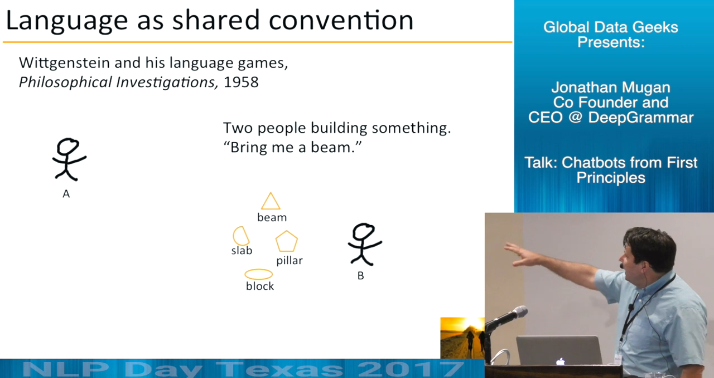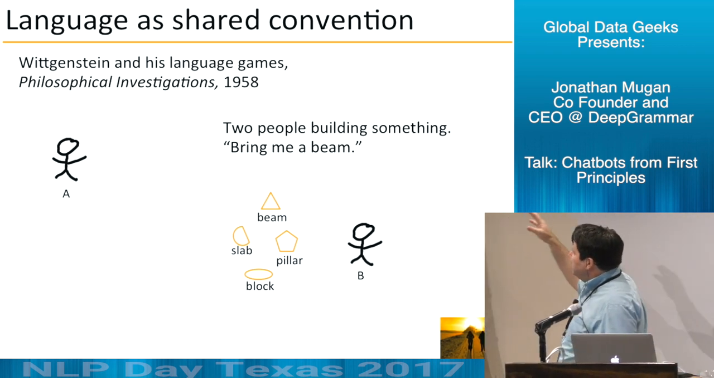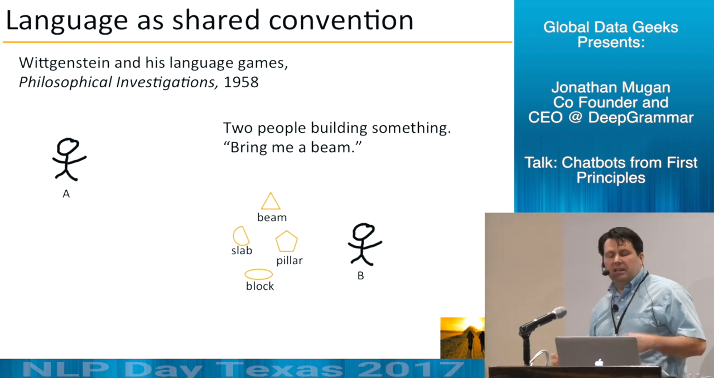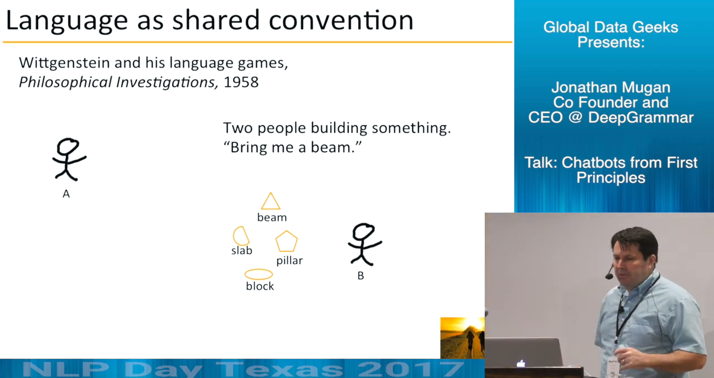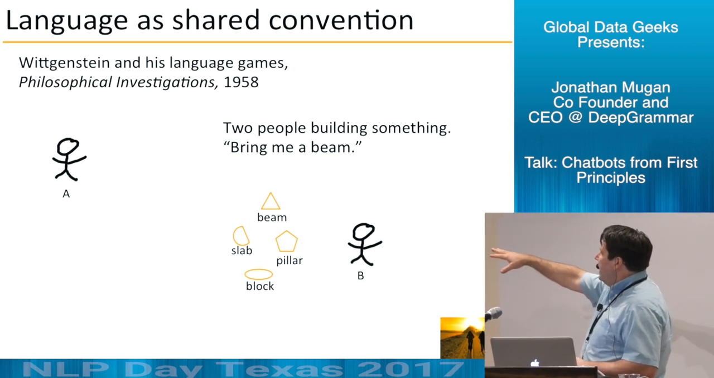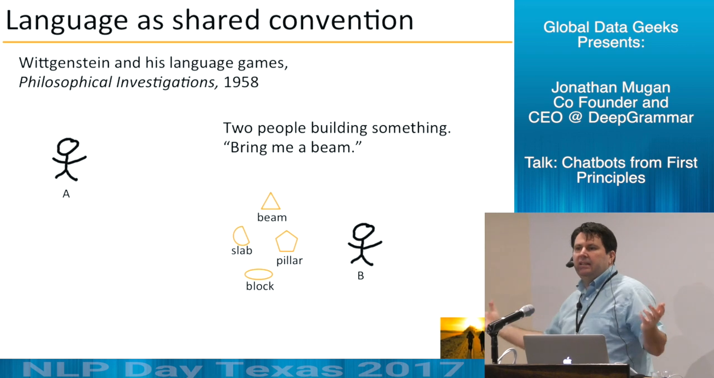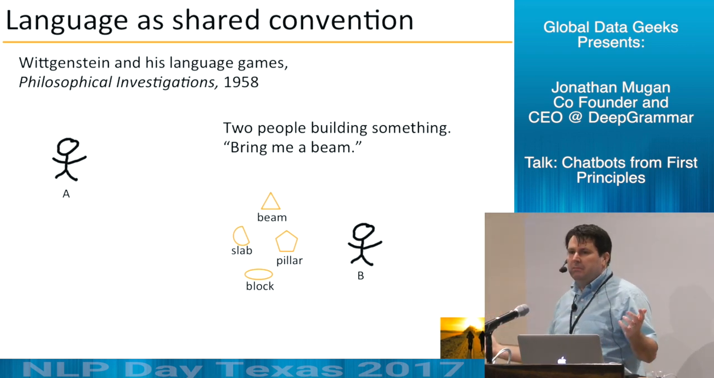So there's Wittgenstein, whom you all hear about when you hear about natural language processing. He had this thing called language games, which is like a miniature version of something where you can get a better understanding of how some people's language works. And so they had this thing, building some kind of construction, and they said, bring me the beam.